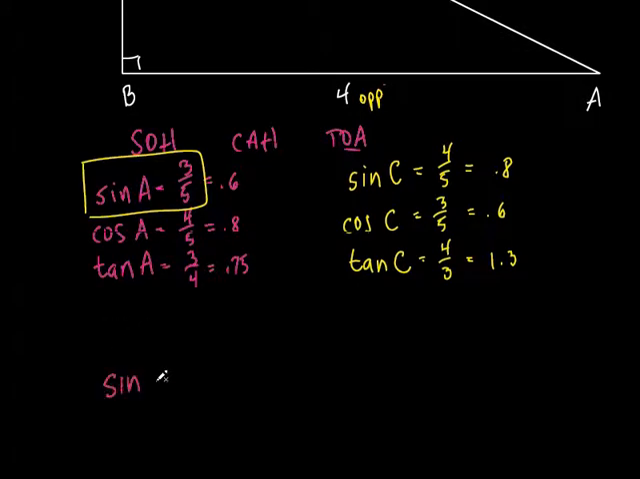So let's rewrite that. The sine of A is equal to 3/5.